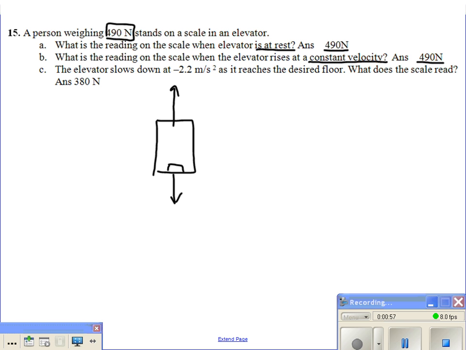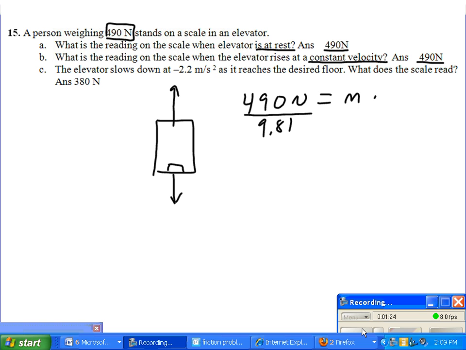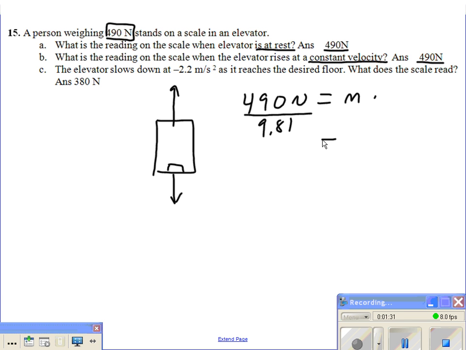So there's two ways to do this. The first thing was we have 490 newtons, which is the weight of the person standing on the scale. So that equals his mass times 9.81. So if I want to find his mass, which I would need to do this problem, I divide by 9.81. That equals 49.9.